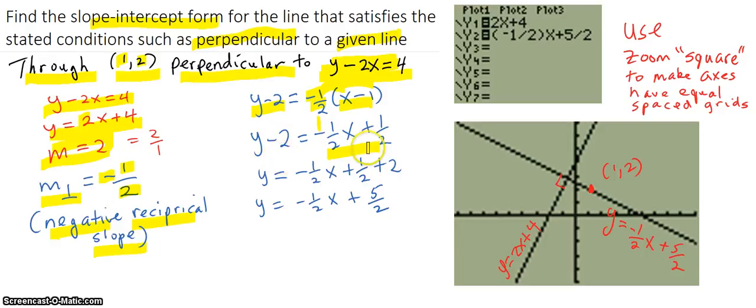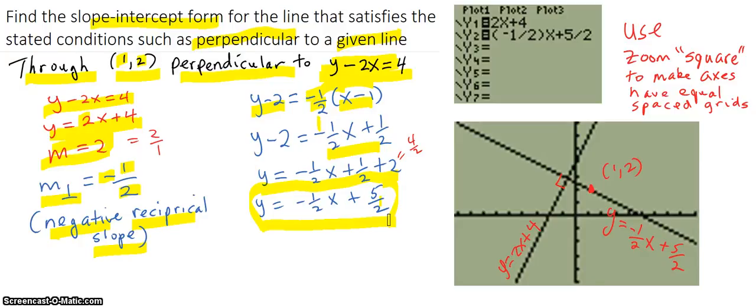Now you add 2 to both sides, you get to here. Then 2 is 4/2, so that's 4/2 right there. So that means that 4/2 plus 1/2 is 5/2, so there's your equation that you're looking for.